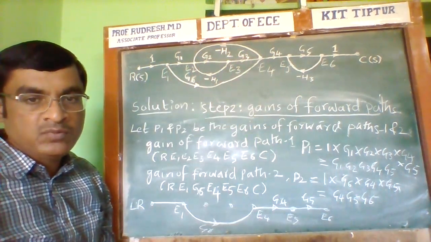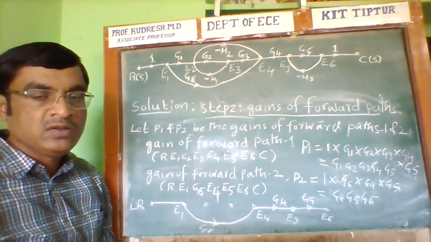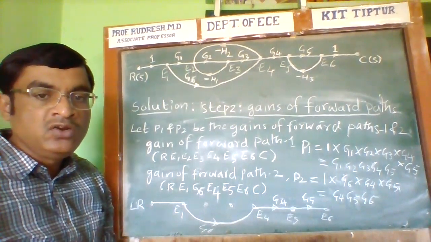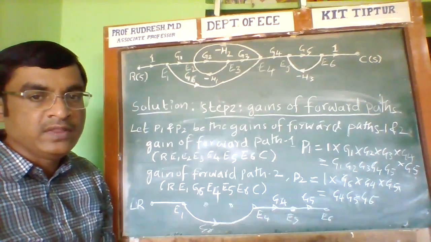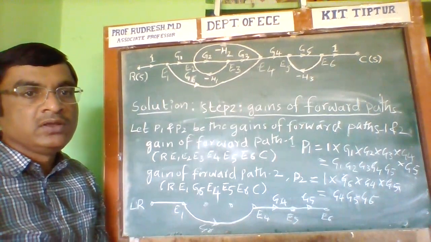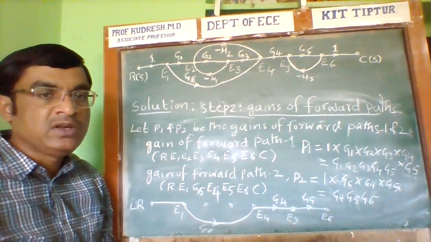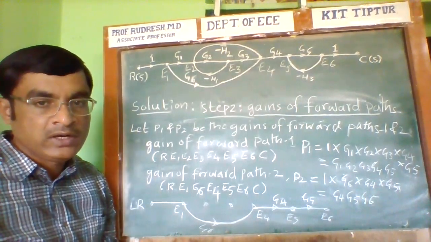In the next step, I'm going to explain the individual loop gains, because we need to calculate the delta. In delta there are individual loop gains and also the gains product of the two non-touching combinations. There are two terms we need to calculate.